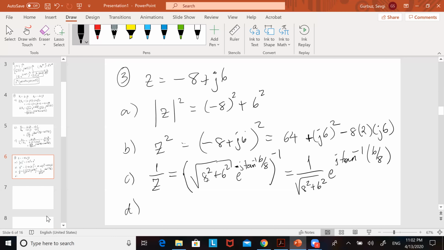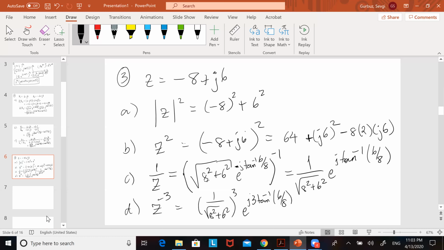Similarly, if we want to find something like z to the -3, this is just 1 over z cubed. So we would just take our previous result and cube it. So this would be 1 over the square root of 8 squared plus 6 squared, cubed. And then how do we cube the exponent? We multiply by 3. So it's now going to be e to the j 3 tangent inverse 6 divided by 8, if we wanted to write that.